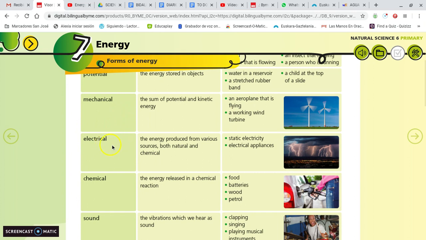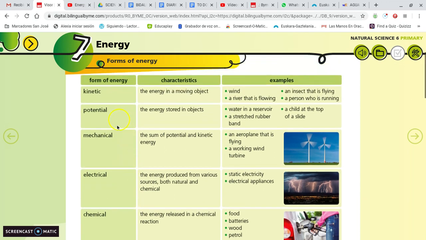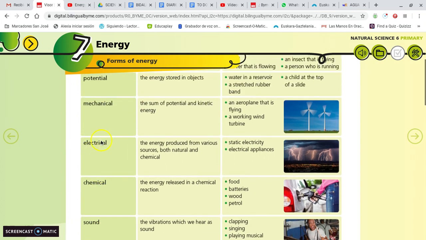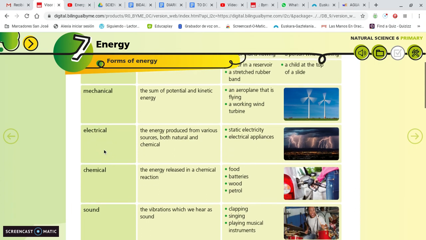Electrical energy, yes, we will see how we can produce energy. How we can produce electricity, right? We use some of these forms of energy to produce electricity, electrical energy. So we are not creating, we are changing from this into electrical. We will speak about that.